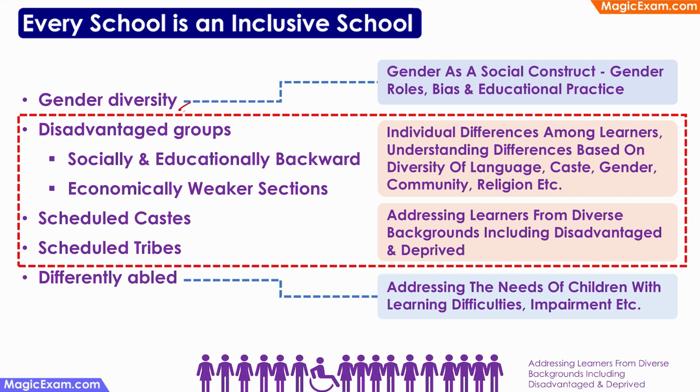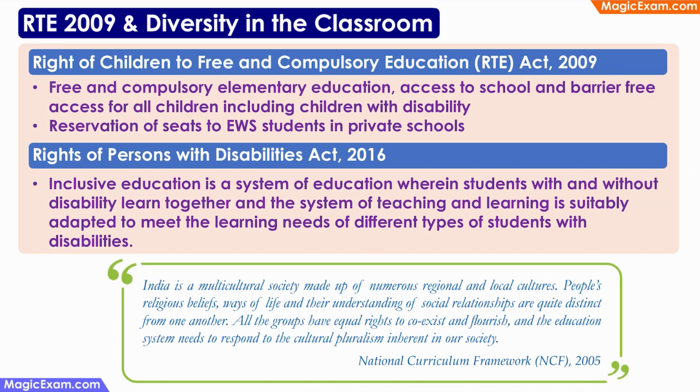You can see that gender diversity is covered under the chapter Gender as a Social Construct, and learners from disadvantaged groups including socially and educationally backward or economically weaker sections, scheduled castes, scheduled tribes, all of these are covered under the two chapters or topics, that is individual differences among learners and addressing learners from diverse backgrounds. And we will discuss differently abled children or differently abled learners under addressing the needs of children with learning difficulties.